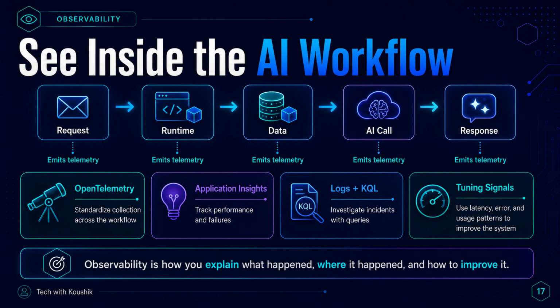Observability also provides tuning signals. Latency may reveal a slow retrieval step. Failures may reveal an incorrect configuration. Usage patterns may reveal where caching is needed. You cannot improve a system that you cannot see.